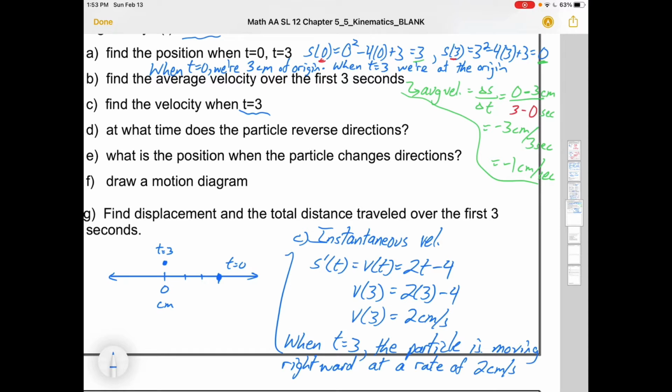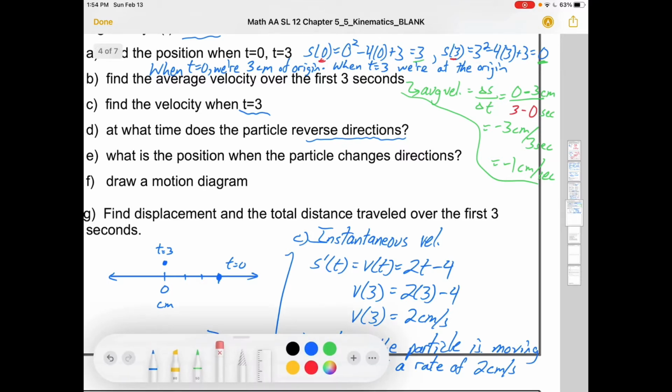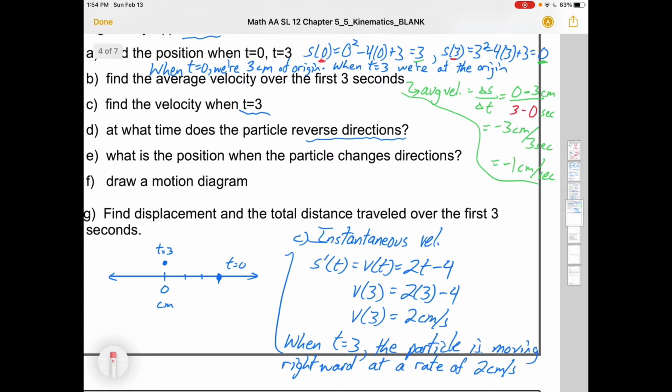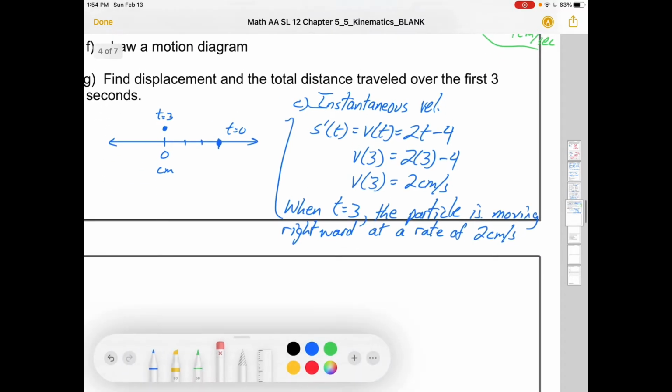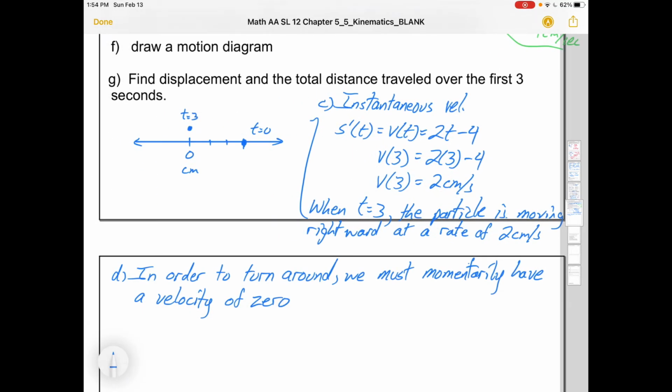At what time does the particle reverse directions? So in order for something to turn around, for it to reverse directions, it momentarily has to have a velocity of 0. Let's write that down. In order to turn around, we must momentarily have a velocity of 0. It could be for more than a moment. Another thing to note here is if you have a velocity of 0, it doesn't guarantee that you turn around, but this is a necessary, though perhaps not sufficient, condition.